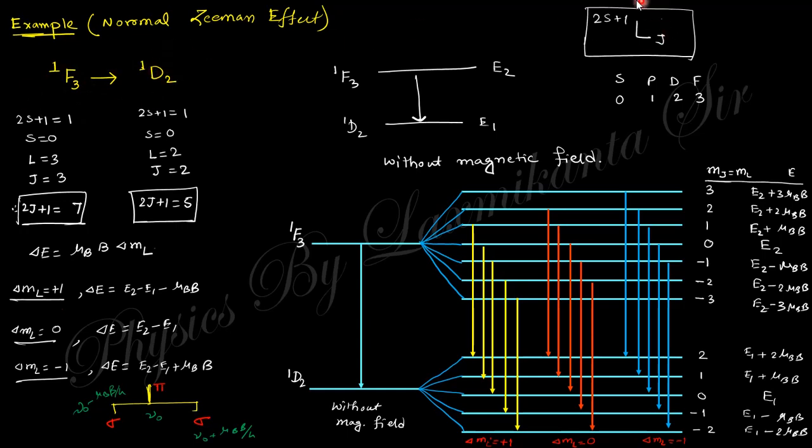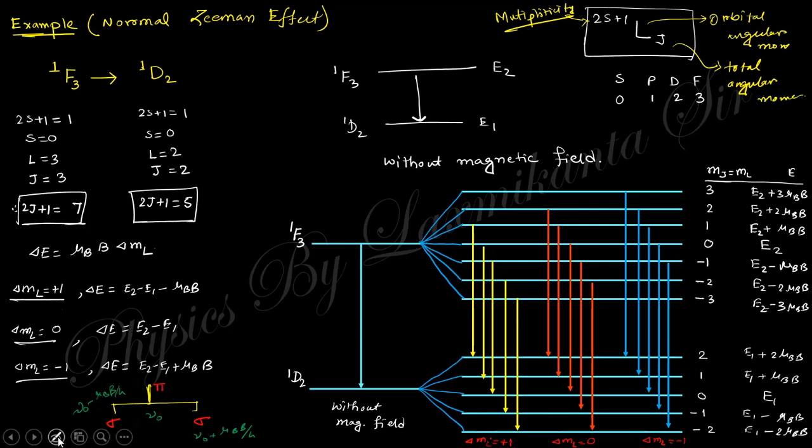This is the notation you know from molecular and atomic physics spectra. In this notation, the first number is called the multiplicity, right? 2S plus 1 is nothing but the multiplicity. This letter gives the L value, the orbital angular momentum, and this subscript J is the total angular momentum. Clear?